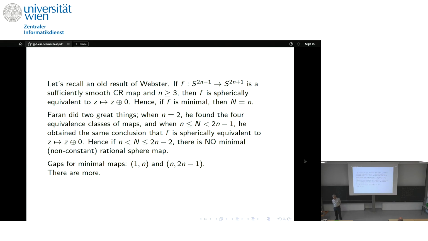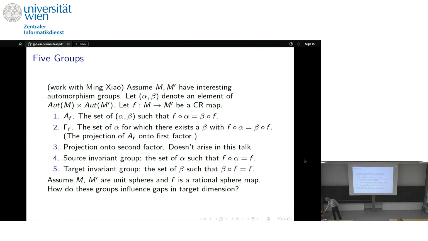If the target dimension is not too big, remember in Webster's, you've got the sphere and then a sphere in one larger dimension. You conclude the mapping is basically z goes to (z, 0). Faran extended that result when the target dimension is strictly less than the number 2n minus 1. So there are gaps in the possible target dimensions for these maps, right? For rational sphere maps.